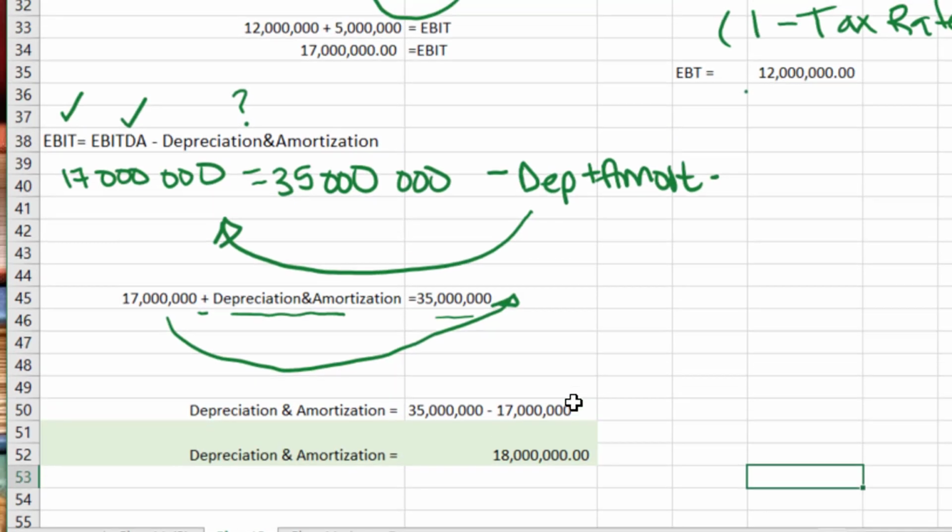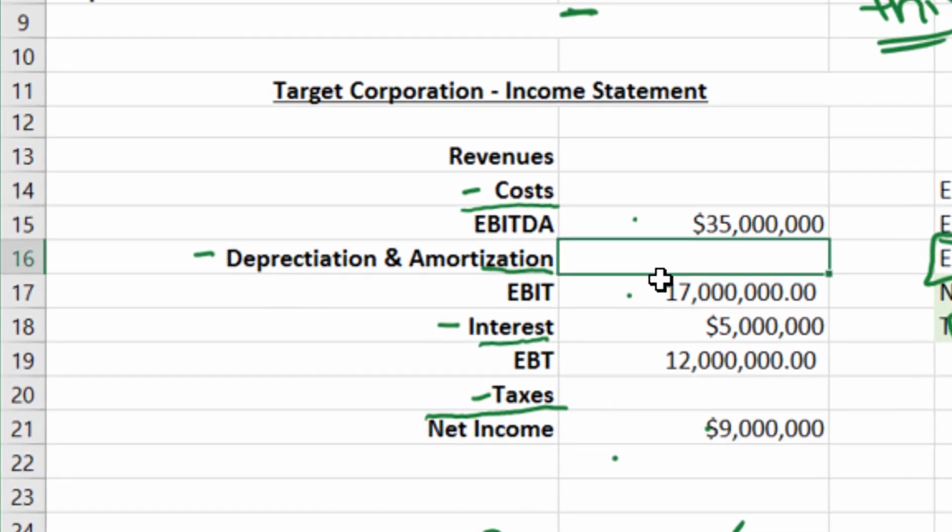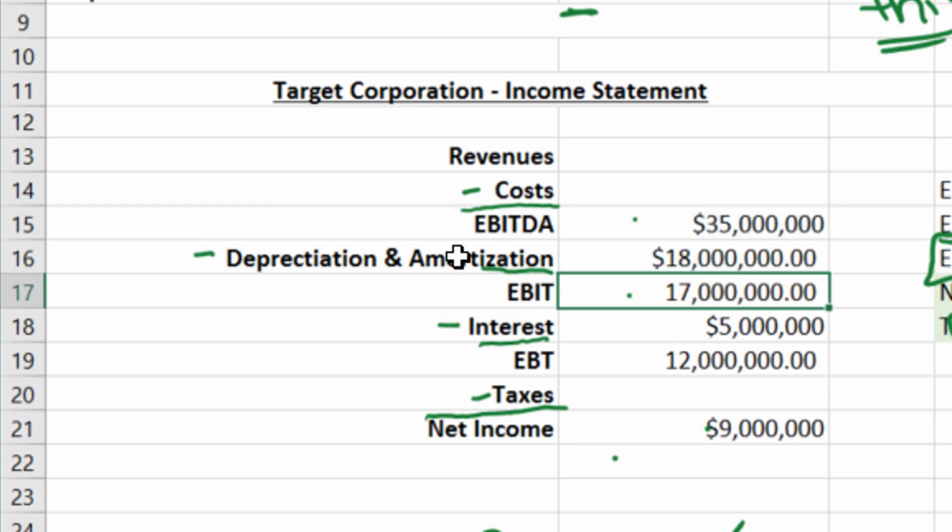18 million. And so if we were back up here, just in case you wanted, you could put it inside of here, right? So EBITDA, right? We said minus EBIT gives us our depreciation and amortization amount.